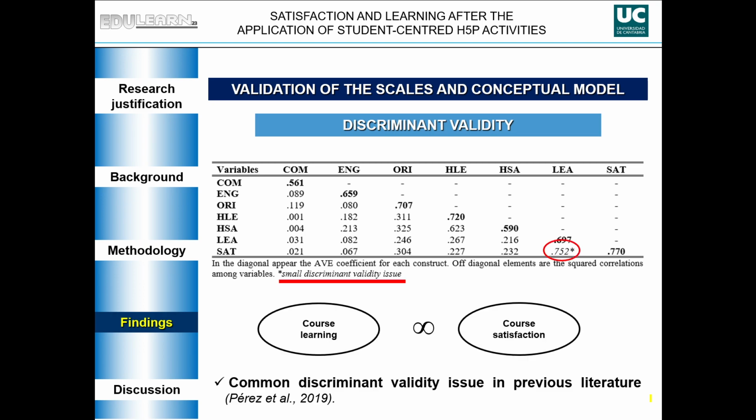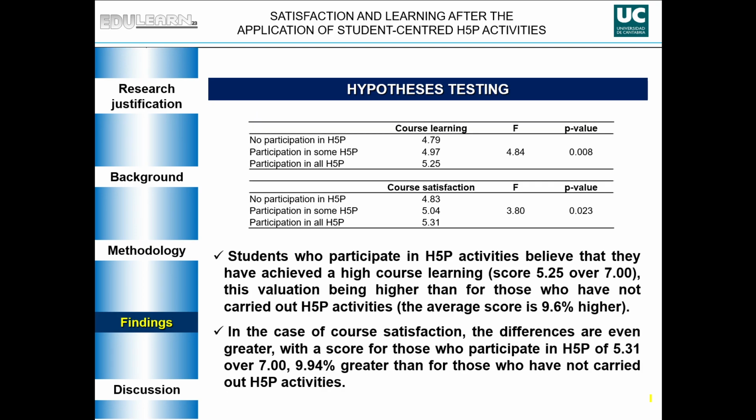Nonetheless, there was a small discriminant validity problem between the variables of course satisfaction and course learning, but we decided to proceed with these two variables to make our structural equation model because, checking previous literature, we observed that this was a very common discriminant validity issue in previous literature. This meaning that it is very common that they are highly correlated. So we decided to continue with this data.